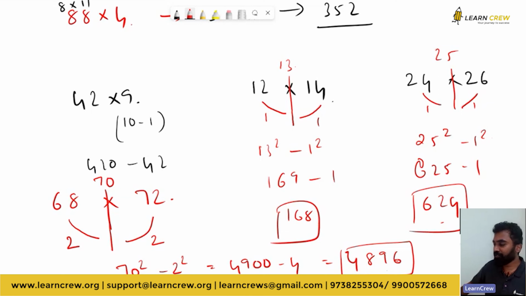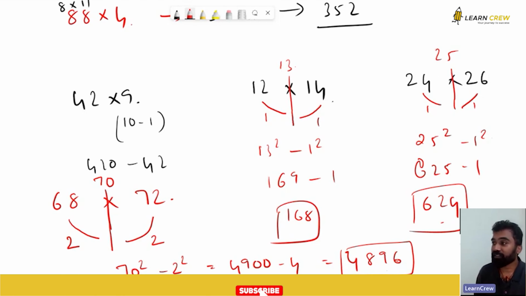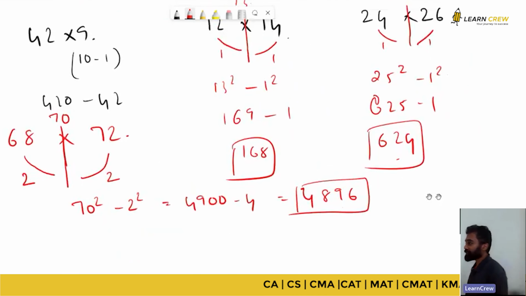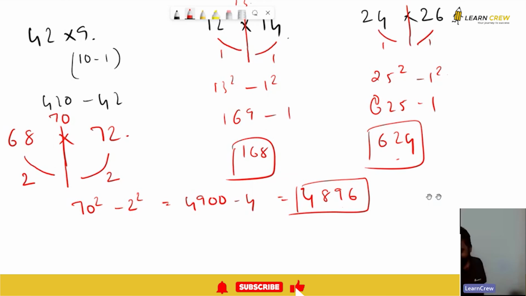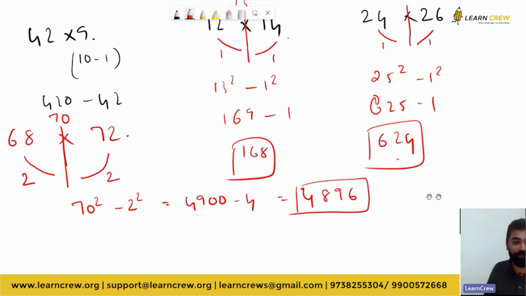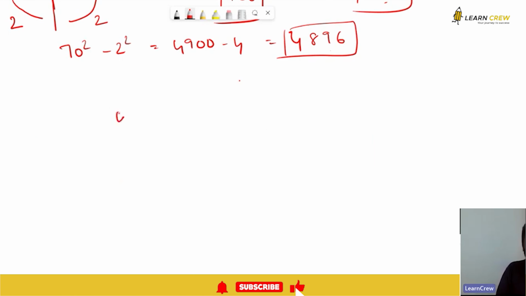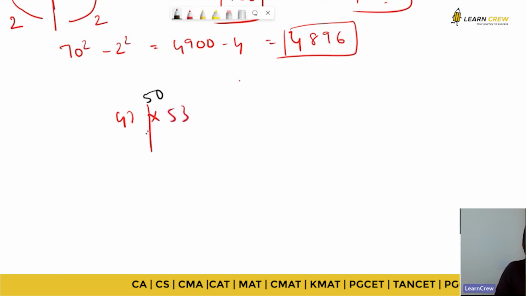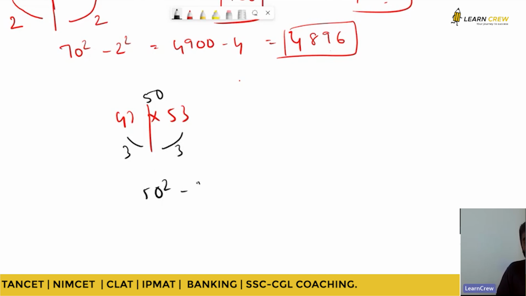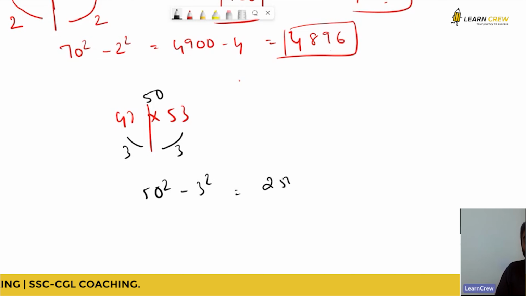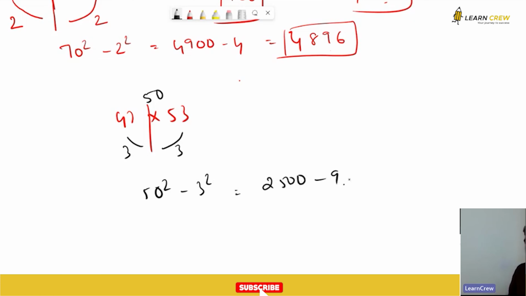It can be applicable even for odd numbers. If you want, just give a try. 47 into 53. Understood or not? Answer is 2491. 47 into 53. What's the in-between number? 50. This is 3 more and 3 less. This becomes 50 square minus 3 square. So 2500 minus 9.